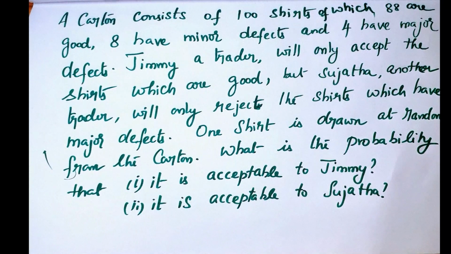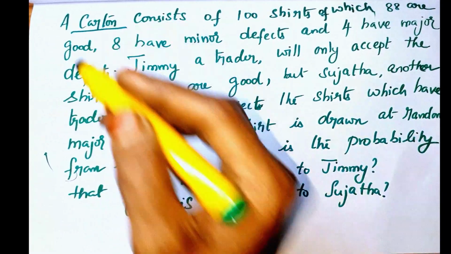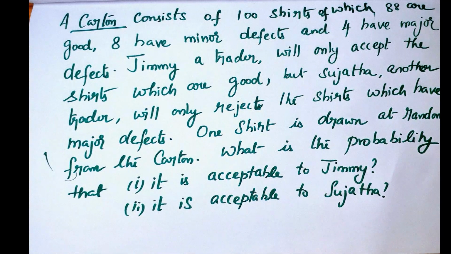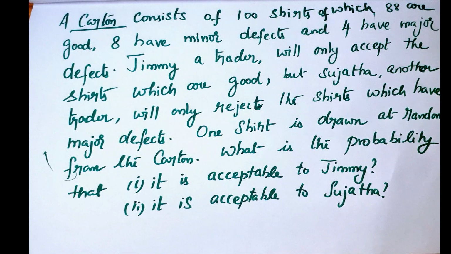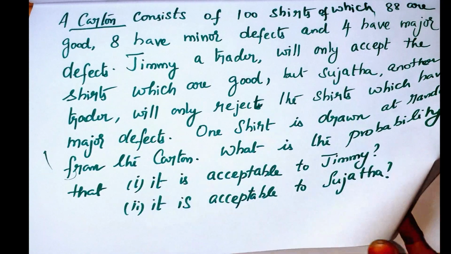Now come to the next problem. A carton. A carton means it is a bundle, it is a pack or something. A carton consists of 100 shirts, of which 88 are good, 8 have minor defects and 4 have major defects. Jimmy, a trader, will only accept the shirts which are good, but Sujata, another trader, will only reject the shirts which have major defects. One shirt is drawn at random from the carton. What is the probability that it is acceptable to Jimmy, and that it is acceptable to Sujata?